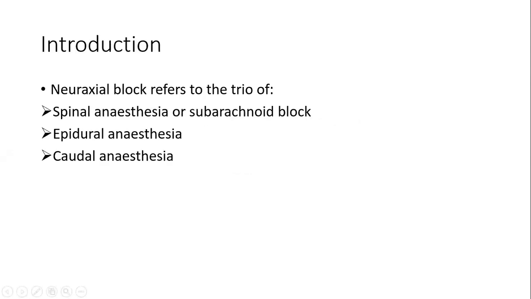All right, we're going to look at introduction, then we'll look at spinal anesthesia or subarachnoid block, look at caudal and epidural anesthesia. All right, so by way of introduction, when we say Neuraxial block, we're actually referring to the trio of spinal anesthesia, also known as subarachnoid block, epidural anesthesia, and caudal anesthesia. Caudal anesthesia actually is a form of epidural anesthesia. But generally speaking, when we talk about Neuraxial block, we are referring to the trio of spinal, epidural, and caudal anesthesia.